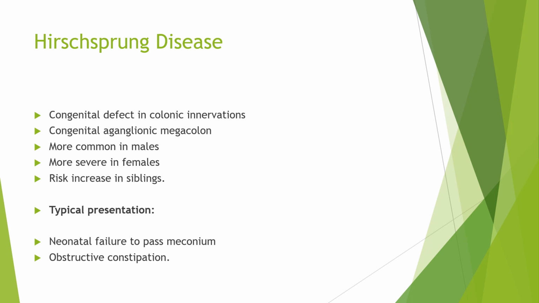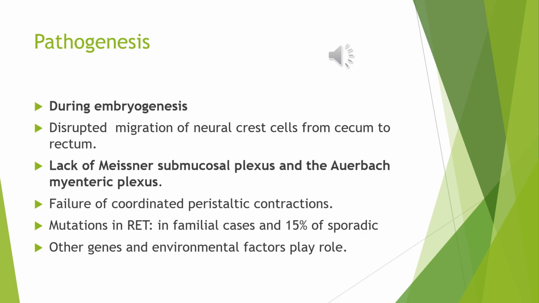فالindex of suspicion لازم يكون عالي لما ينولد البيبي ويصير عنده failure to pass meconium. This is a very important clue in Hirschsprung disease أو إذا كان حدا في الفاميلي affected. So what is the pathogenesis of Hirschsprung disease?